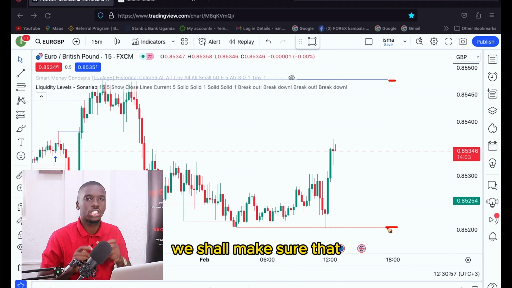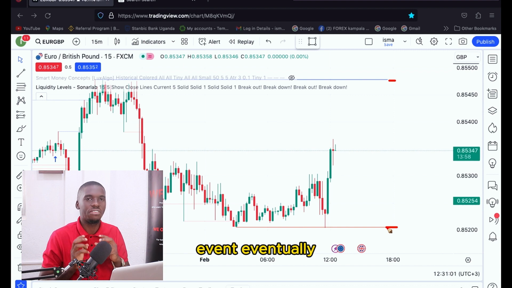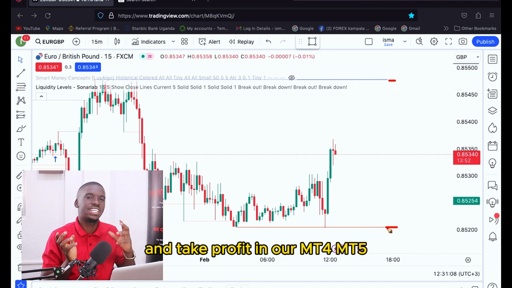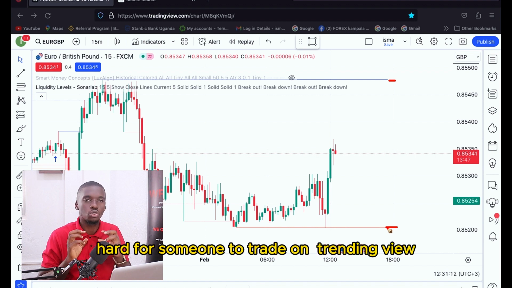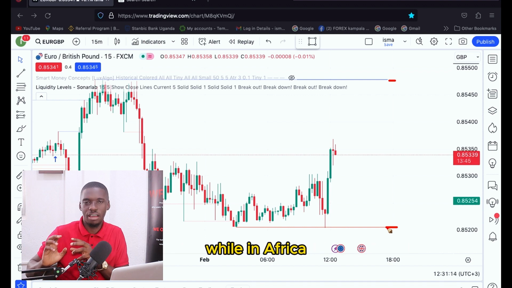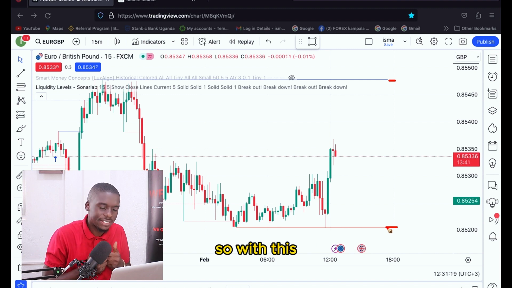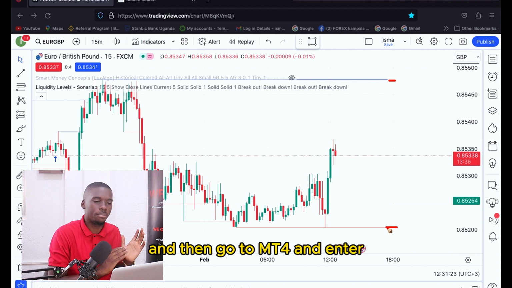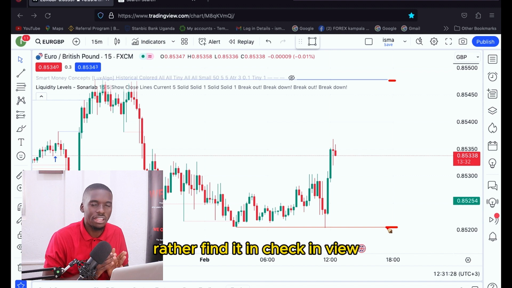We shall make sure that we have our setups on TradingView, and then afterwards transfer the entry, the sell stop and the take profit to our MT4, MT5, because we all know it's hard for someone to trade on TradingView while in Africa, except in a few countries. So we're going to define our entries from this side and then go to MT4 and enter.